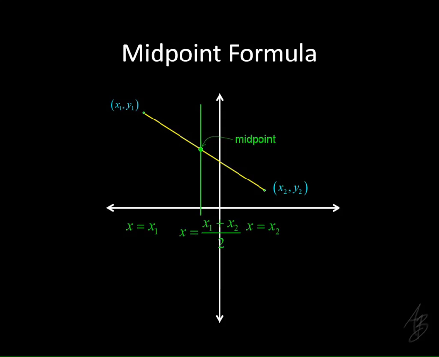And how would we find the y-coordinate of the midpoint? The number halfway between y1 and y2. Austin? y1 plus y2 divided by 2 equals y. Okay, good. So the y-coordinate is going to be the average of the two y's, which is y1 and y2. So we take the average of that and we get y1 plus y2 divided by 2.